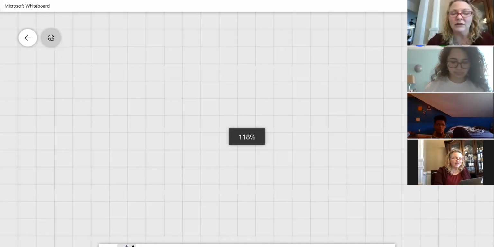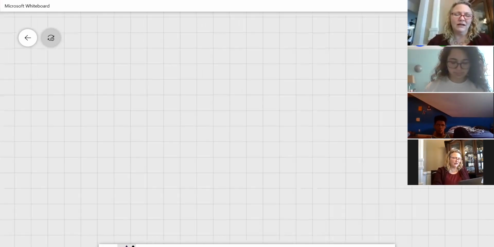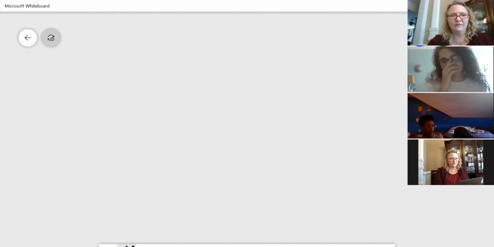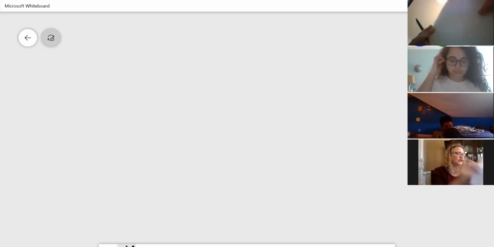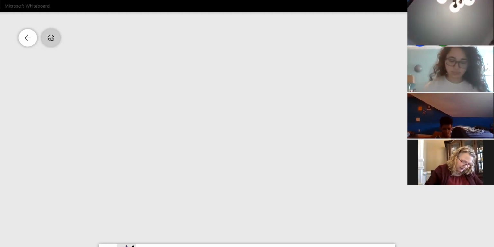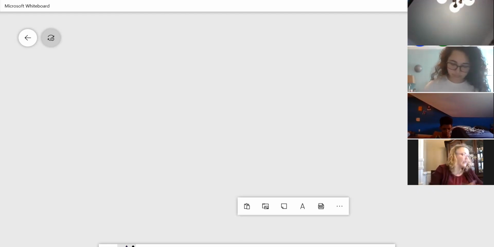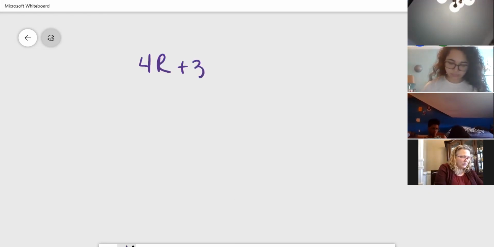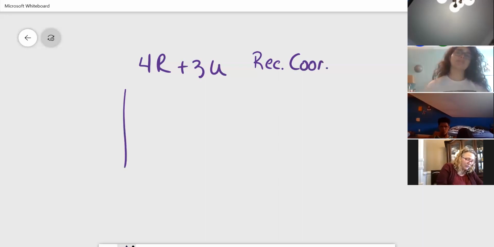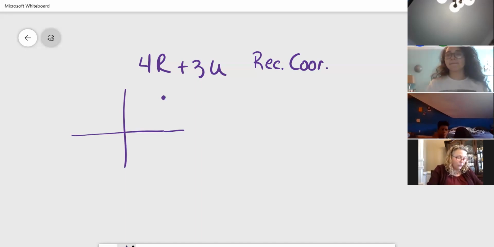Okay, I have one other thing that I'm going to show you guys real quick on this, and we will be done. This is just the idea of negative angles. All right, if they tell us 4r plus 3u, okay, that's a rectangular coordinate. And that just tells me the location of a point. That tells me that there's a point right there, and that's where that point is. It's over 4 and it's up 3.